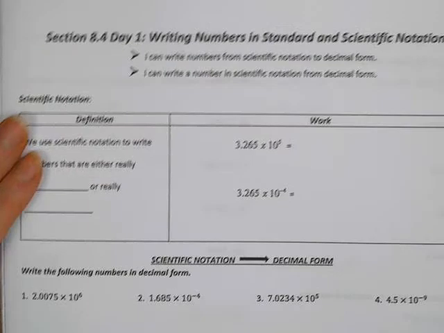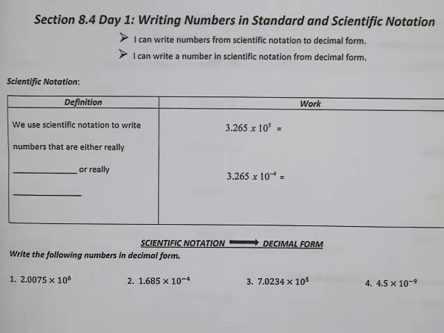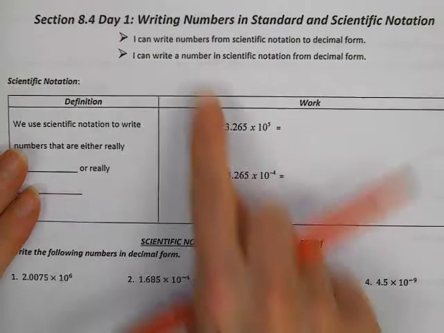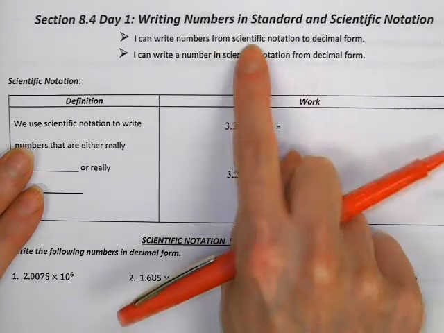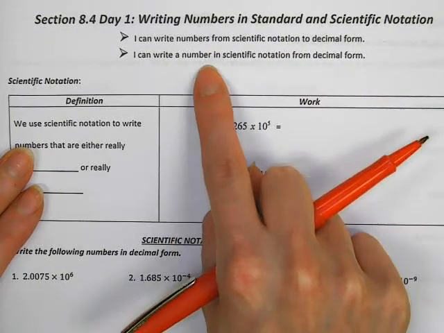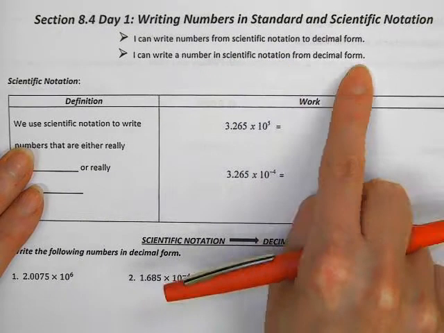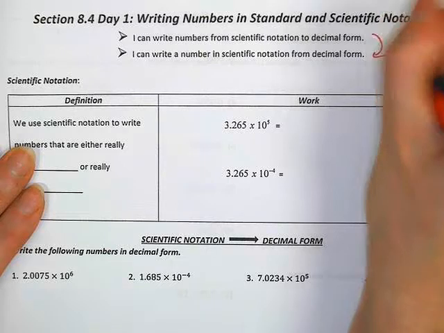All right, guys, today we are on 8.4 day 1, writing numbers in scientific notation and standard form. And today we're going to learn both ways. I can write numbers from scientific notation to decimal form, and also I can write a number in scientific notation from decimal form. So both ways.